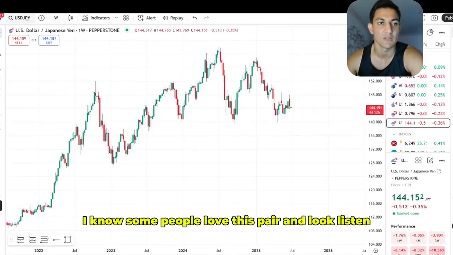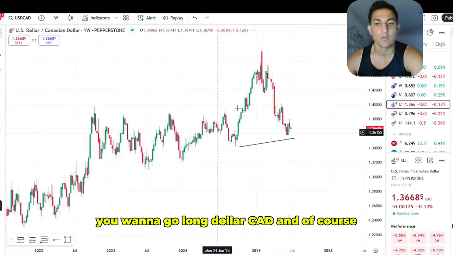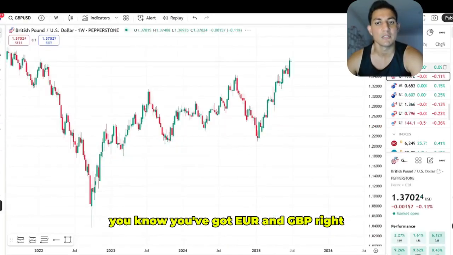I know some people love this pair. Look, listen, if you want to go short, easy short. If you want to go long, dollar CAD. And of course, you've got euro and GBP, right?